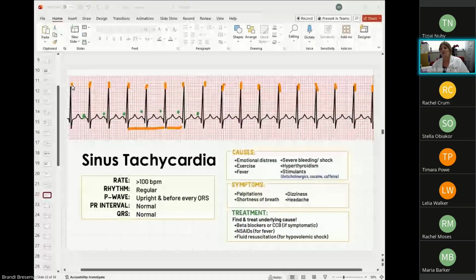If you have sinus bradycardia, you have a regular rhythm, you have an upright P wave in front of every QRS, and a normal PR interval and a normal QRS. The only difference is your heart rate is below 60. If you have sinus tachycardia, your rhythm, P wave, PR interval, and QRS are all normal. The only thing that is abnormal is your rate, and it'll be above 100.